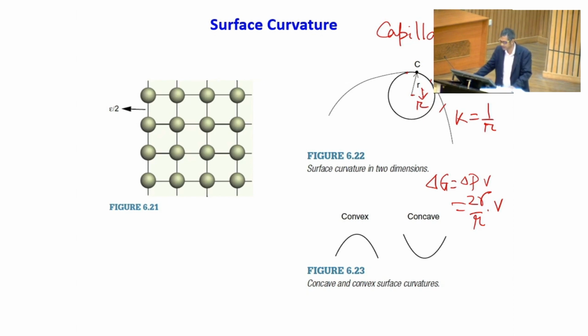So you understand, because of curvature, for convex and concave curvature this delta G will vary, because for a convex surface it is positive 1 by r, for concave it is negative 1 by r. This has tremendous ramification on nanomaterials.